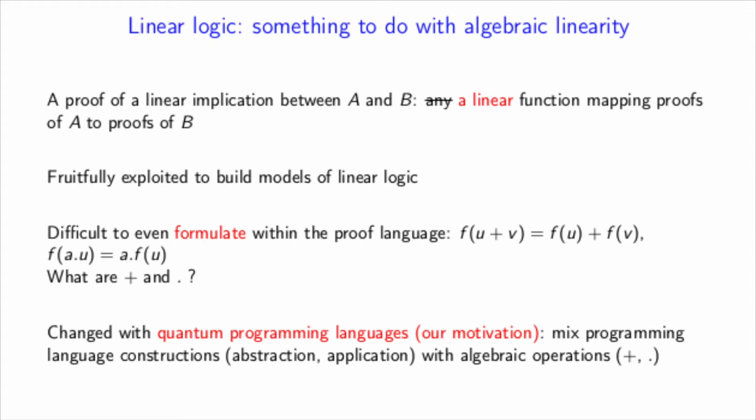Indeed, if we want to express a property such as f of u plus v is equal to f of u plus f of v, we need to have a symbol plus in the proof language, and usually we don't have one. This situation has changed with the invention of quantum programming languages, where we are used to mix programming language constructions, such as abstraction, application, and so on, with algebraic operations, such as addition and multiplication by a scalar.